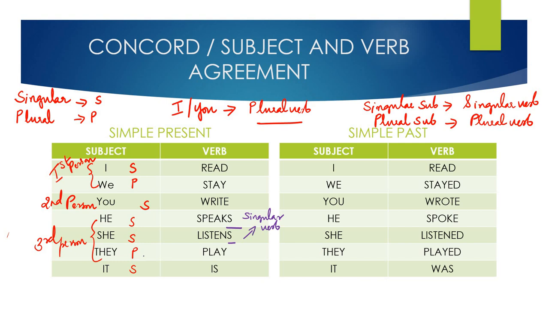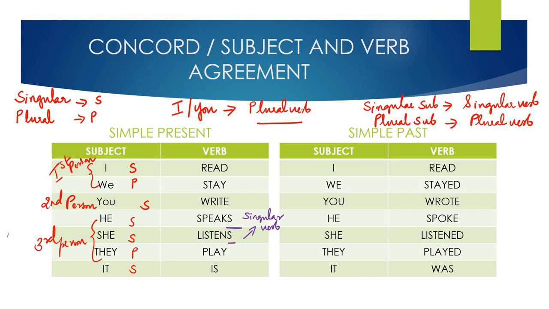They is plural, should be followed by a plural verb. So that is why play is just the plural form where we don't add S to it. Then the last one is it. It is a singular pronoun. It should be followed by S.